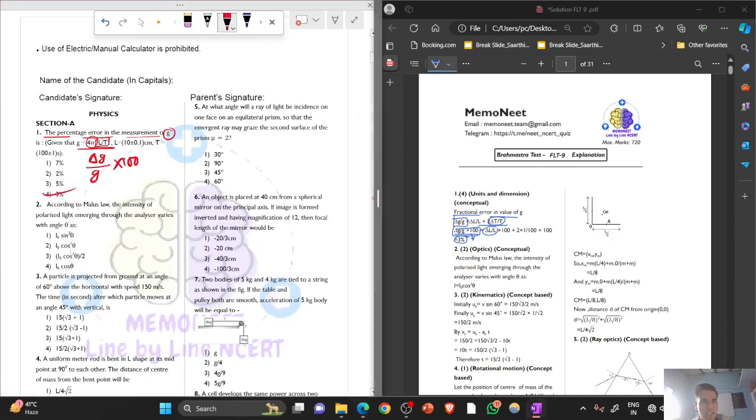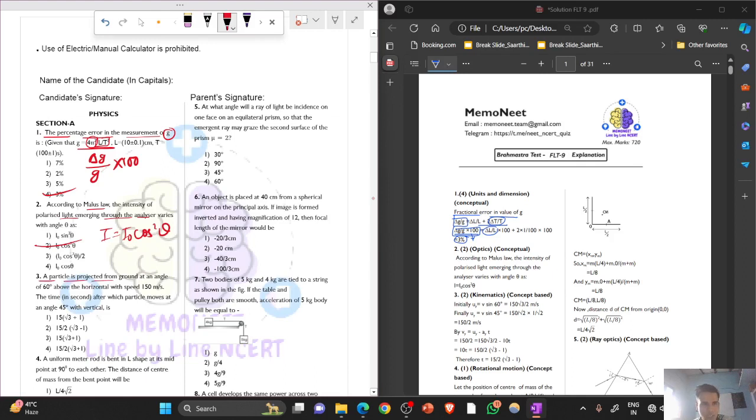Now moving ahead, according to Malus law, the intensity of polarized light emerging through the analyzer is I equals I naught cos square theta. It's simply your option number 2. It's a conceptual question. Now moving to the third question.